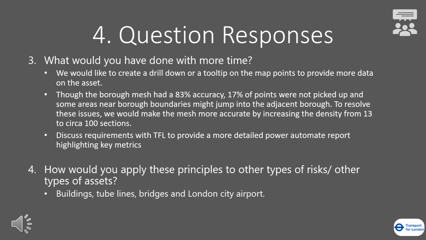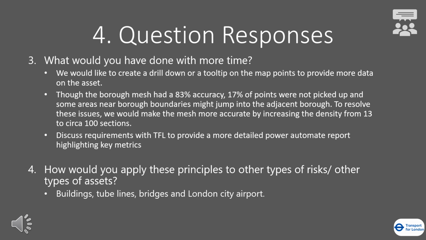The third question we were asked is, what would you have done with more time? There are so many answers to this, but we could try to pinpoint the main three. So the first one was we would have liked to create a drill down or a tooltip on the map to provide more data on the asset. Through the borough mesh, we realized that there was an 83% accuracy, which given the time we had was quite good, but 17% of points were not picked up, and some of them on the edges of boroughs were in the wrong borough. So we'd like to create a more detailed mesh, probably with about 100 sections, just to make it more accurate. And finally, we'd like to discuss requirements for TfL to provide a more detailed Power Automated report, highlighting key metrics.